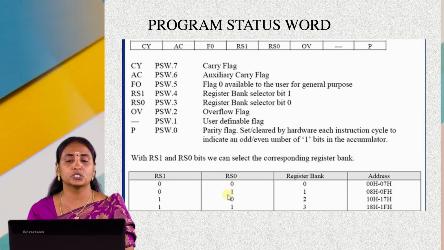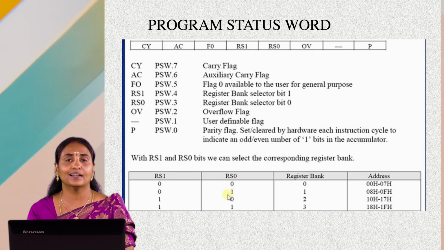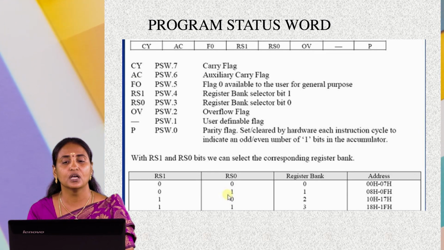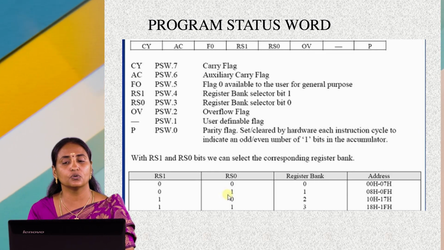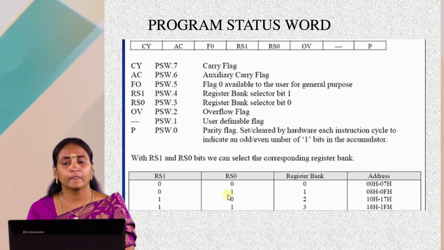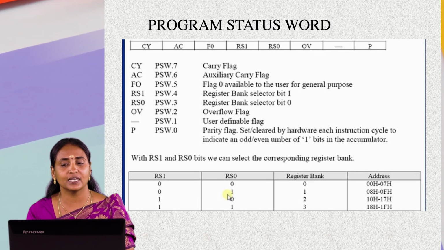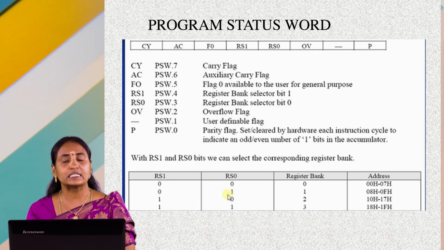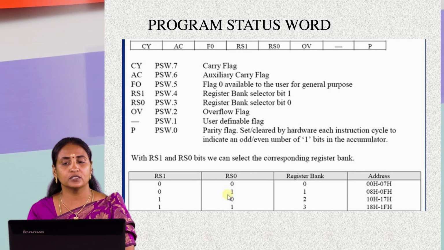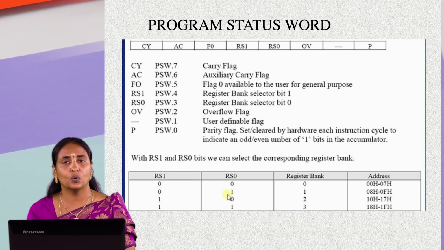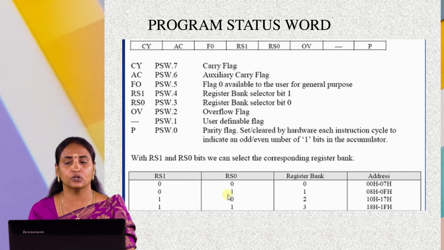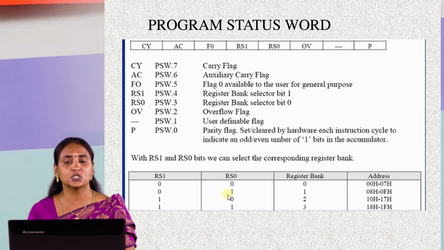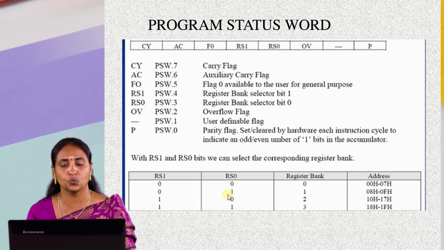When RS1 equals 0 and RS0 equals 0, it selects register bank 0. The address of register bank 0 is 00H to 07H. When RS1 equals 0 and RS0 equals 1, it selects register bank 1. The address of register bank 1 is from 08H to 0FH. When RS1 equals 1 and RS0 equals 0, it selects register bank 2. The address of register bank 2 is from 10H to 17H. When RS1 equals 1 and RS0 equals 1, it selects register bank 3. The address of bank 3 is from 18H to 1FH.